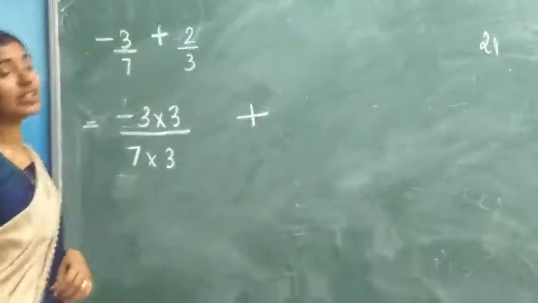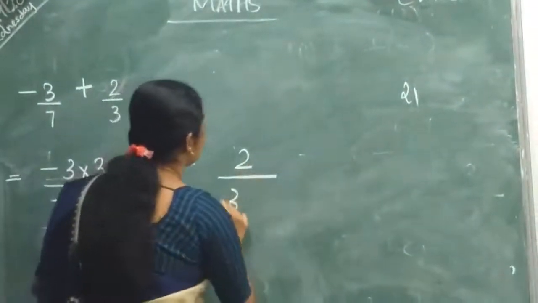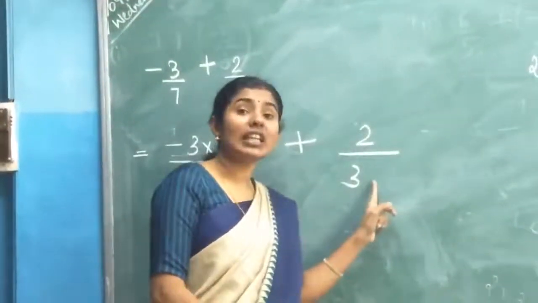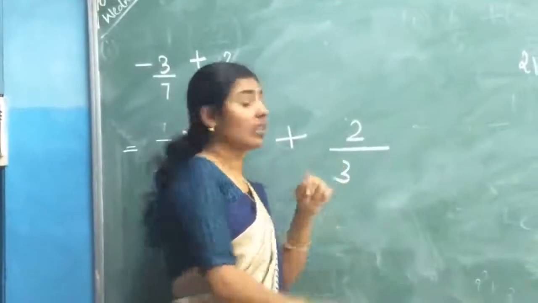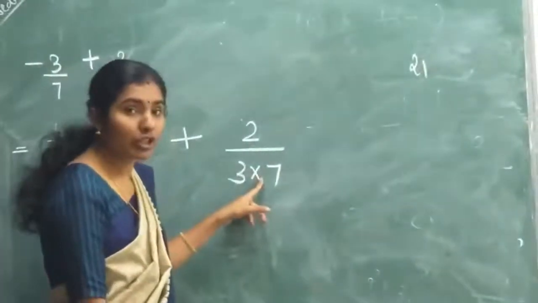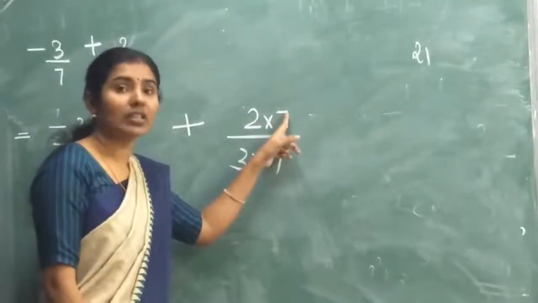See the second rational number, which is 2 by 3. Which is the denominator? 3. How to make it 21? By multiplying it by 7. You are multiplying 7 on the denominator, so the same number you should multiply on the numerator.